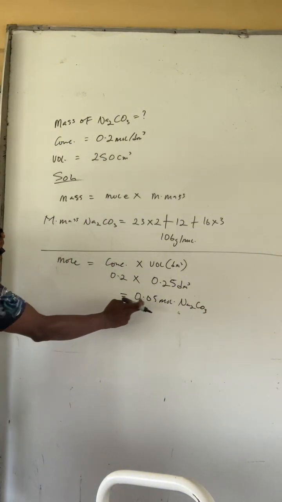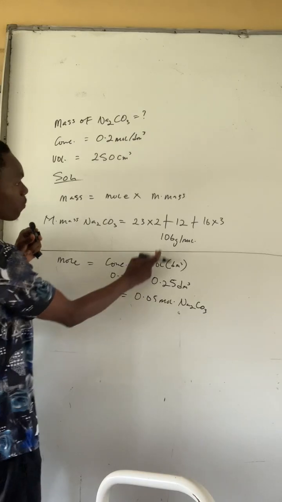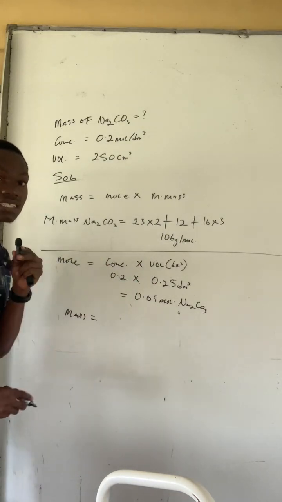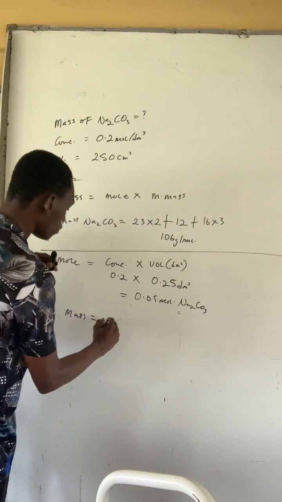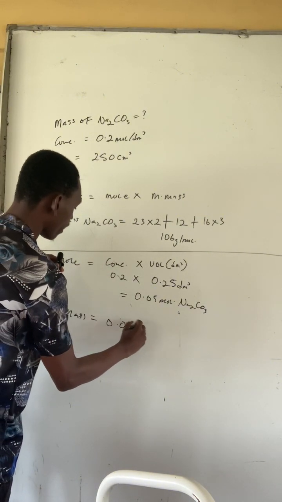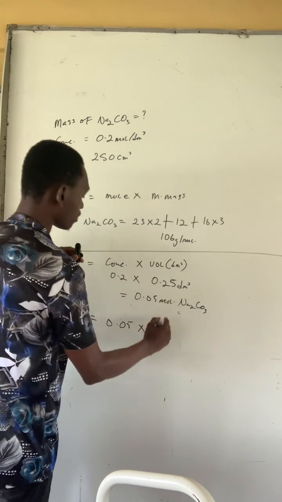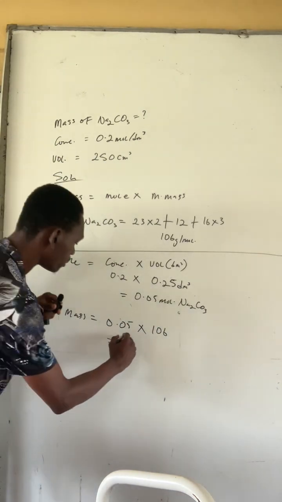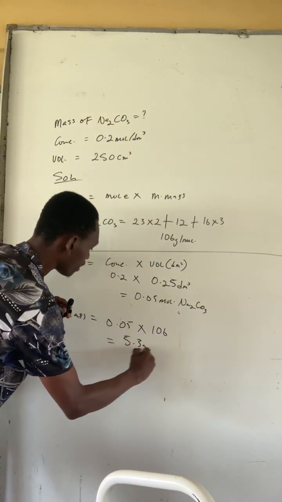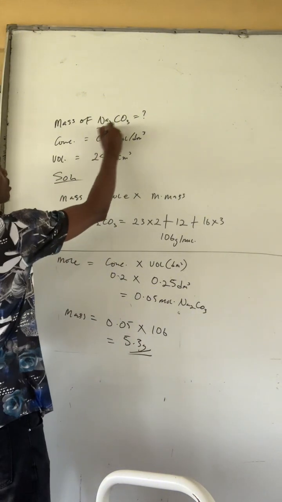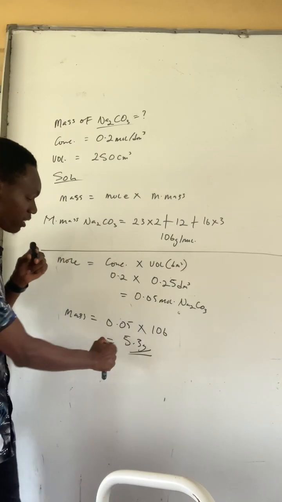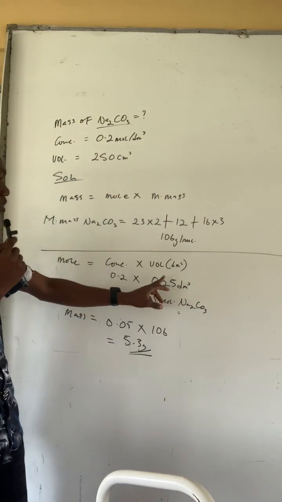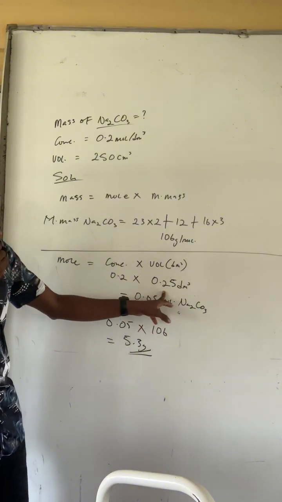Now we have gotten our mole to be 0.05 and we know our molar mass is 106. So simply say our mass will be equal to our mole, 0.05, times our molar mass, 106. So when you multiply all that, you get 5.3 grams of sodium carbonate. So 5.3 grams of sodium carbonate dissolved in 250 cm cube of water or 0.25 dm cube of water will give us that solution.